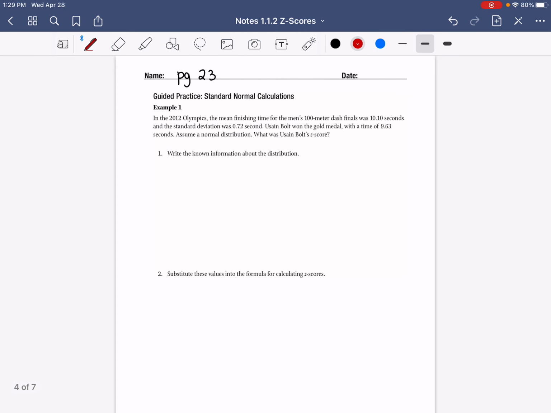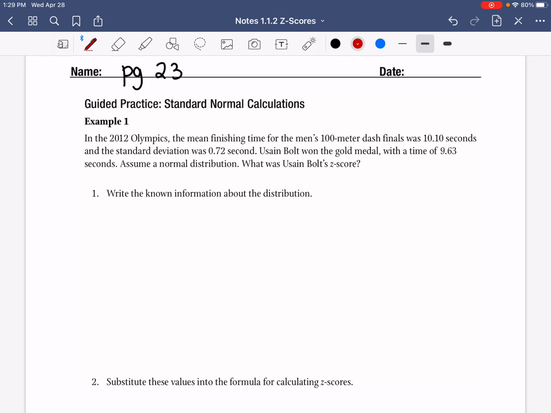Actually, let's go do our example real quick of that. So let's go to example number 1. This is on page 23. We're just going to calculate a z-score. It says in the 2012 Olympics, the mean finishing time for the men's 100-meter dash final was 10.10 seconds. So the mean was 10.10 seconds, and the standard deviation was 0.72 seconds. Usain Bolt won the gold medal with a time of 9.63 seconds. Assume a normal distribution. What was Usain Bolt's z-score? So what you need to do is you need to find 3 things, okay?